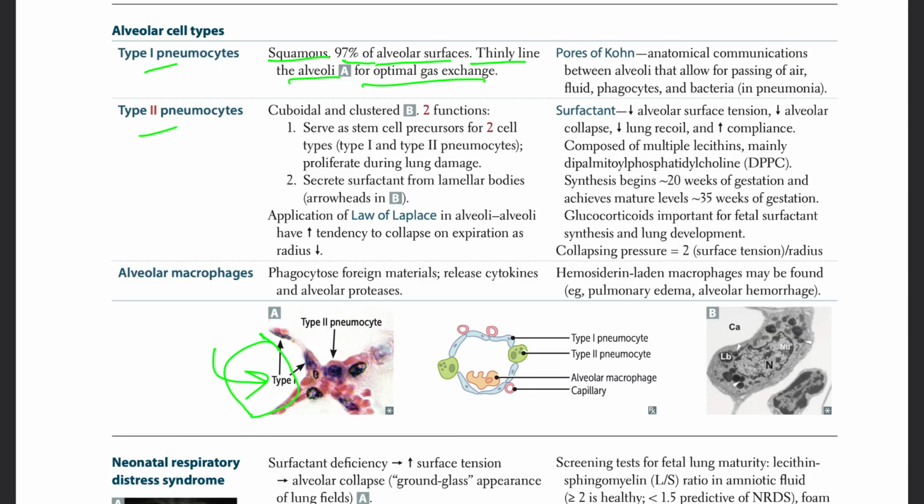And in these pneumocytes, you have pores of Kohn. Pores of Kohn are anatomical communications between alveoli that allow for passing of air, fluid, phagocytes, and bacteria in pneumonia. So basically think about it as a gap junction sort of thing. They allow everything through: air, fluid, I mean, what's left? I'm not saying it is a gap junction, just keep in mind that there is something, okay? It is the pores of Kohn.